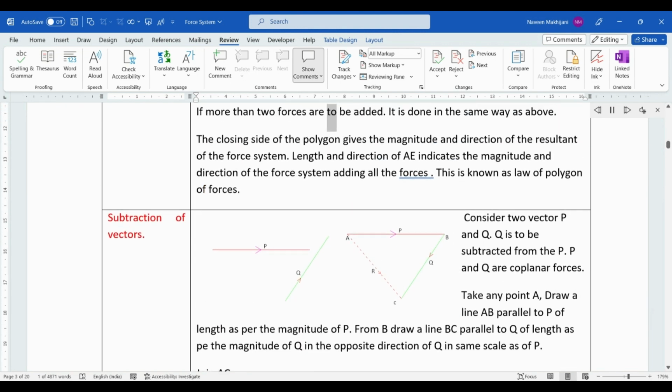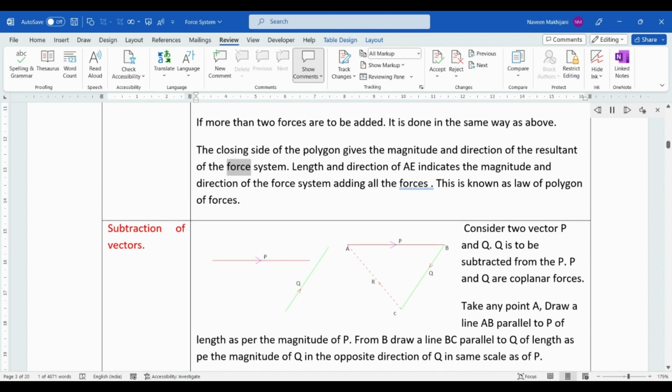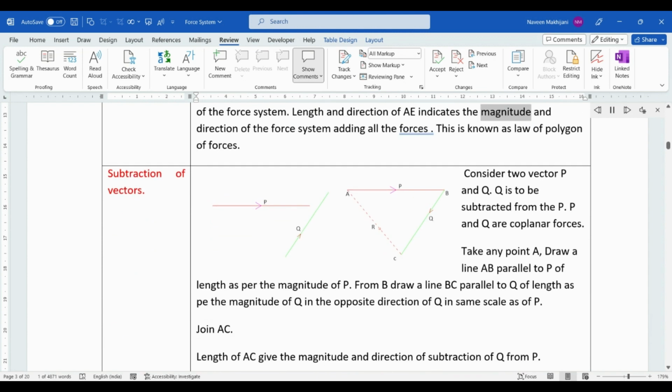If more than two forces are to be added, it is done in the same way as above. The closing side of the polygon gives the magnitude and direction of the resultant of the force system. The length and direction of AE indicates the magnitude and direction of the force system adding all the forces. This is known as the law of polygon of forces.